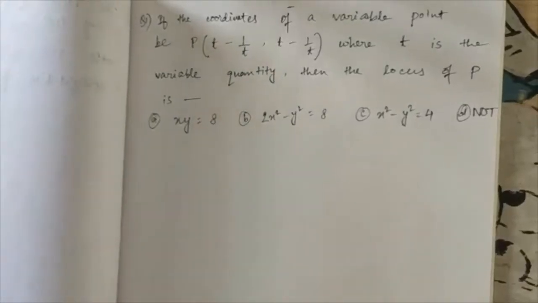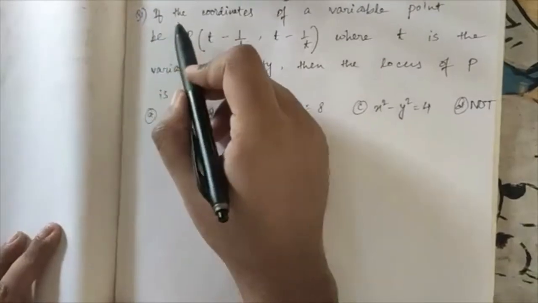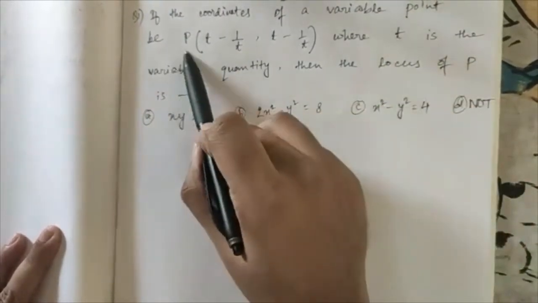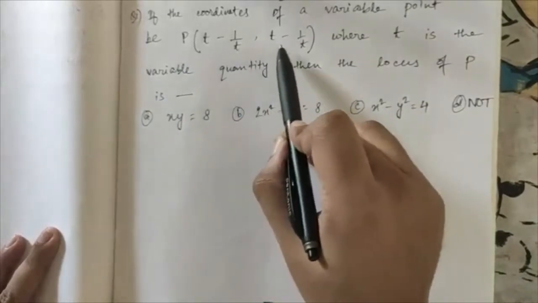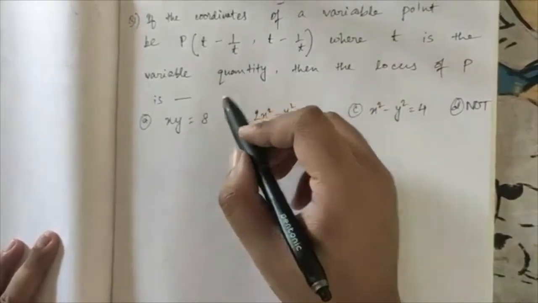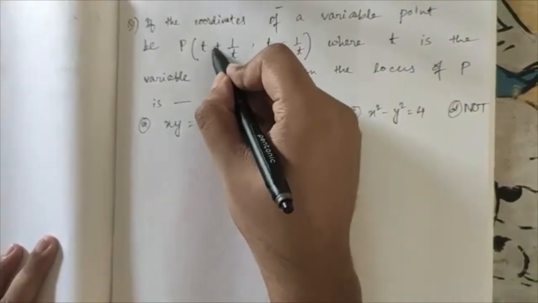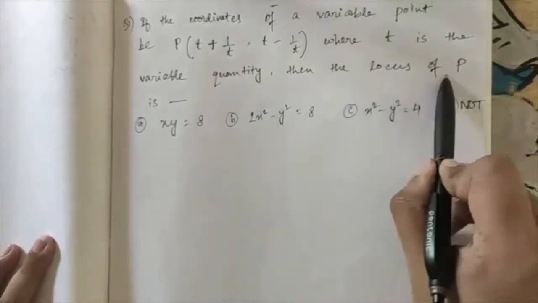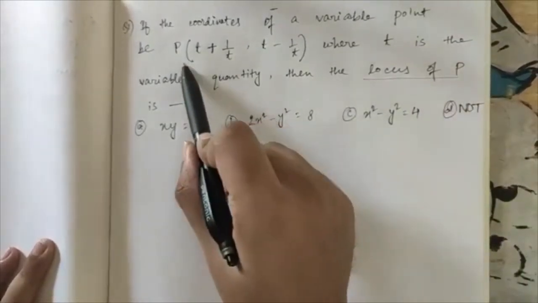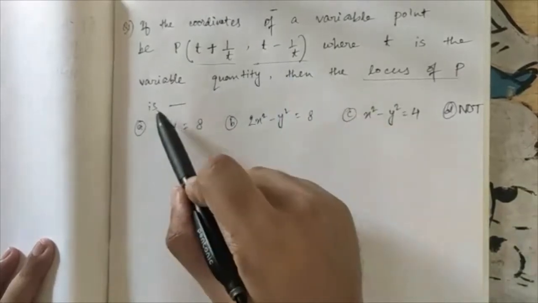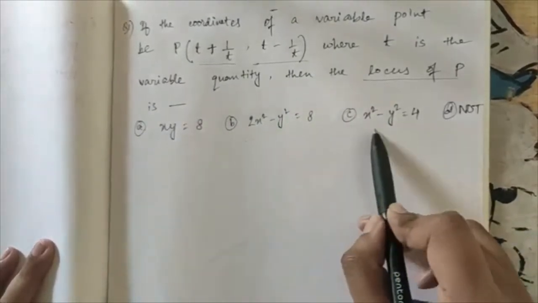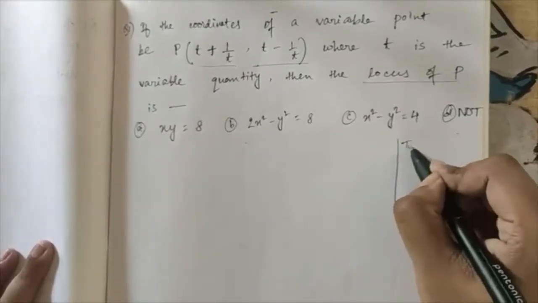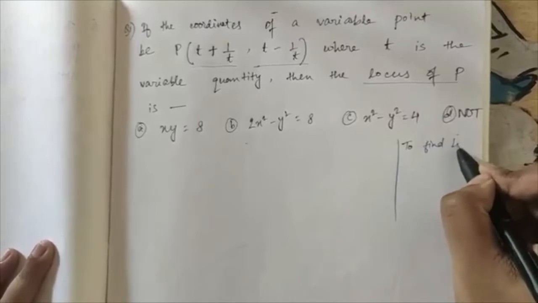Now the first question is: if the coordinates of a variable point P are t plus 1 by t, t minus 1 by t, where t is the variable quantity, then the locus of point P is. So the coordinates are given in terms of t, so the locus is to be found. As I have discussed in the previous video how to find the locus, there are some steps.